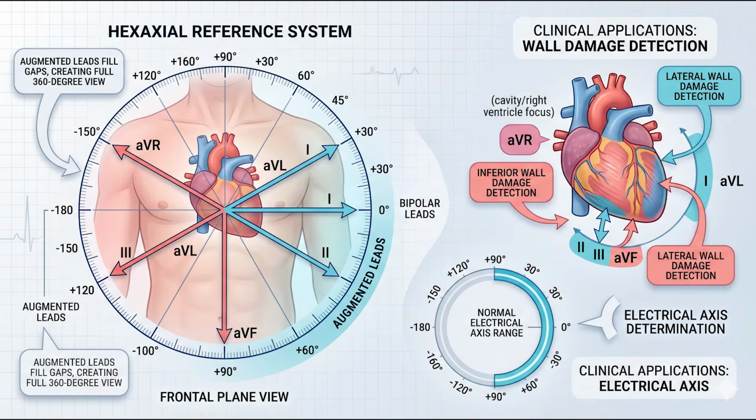When we combine the 3 bipolar leads and the 3 augmented leads, we get a full 360-degree view of the heart's electrical activity in the frontal plane. These leads are essential because the augmented leads provide coverage of gaps or areas of the heart that the standard limb leads might not see clearly. Together, they allow us to determine the heart's electrical axis and detect issues like inferior or lateral wall damage.